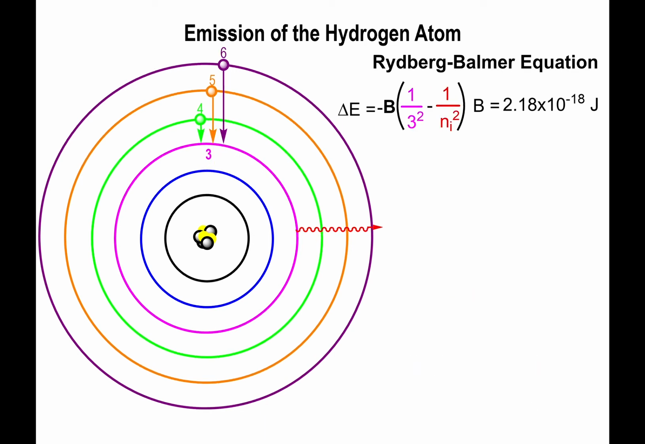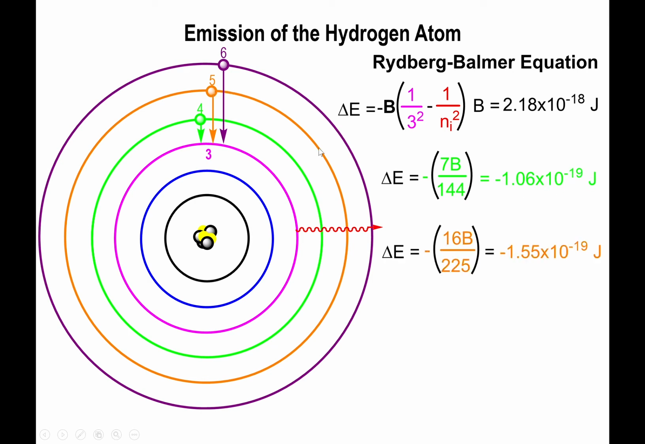I'm going to continue this process a little bit further to see what kind of light we get. This time I'm going to decay down to the third energy level. So n final will be 3. N initial is going to be higher, so 4, 5, or 6. In the case where n initial is 4, we end up with negative 1.06 times 10 to the negative 19 joules. If n initial is 5 and we decay to the third energy level, the energy is negative 1.55 times 10 to the negative 19 joules. And if we start at n equals 6 and go down to n equals 3, we will end up with negative 1.82 times 10 to the negative 19 joules.